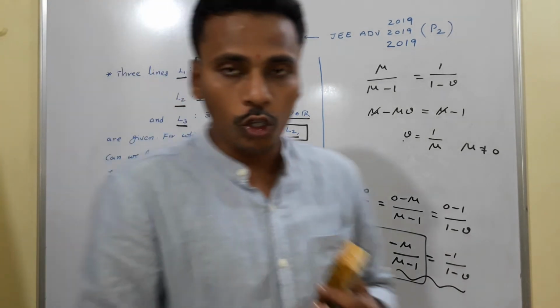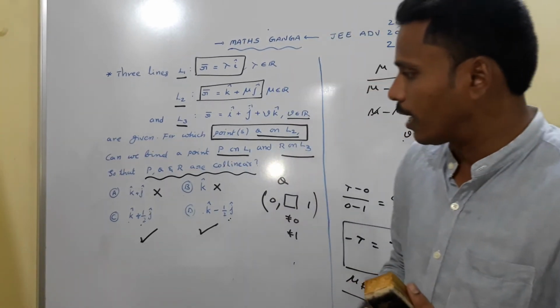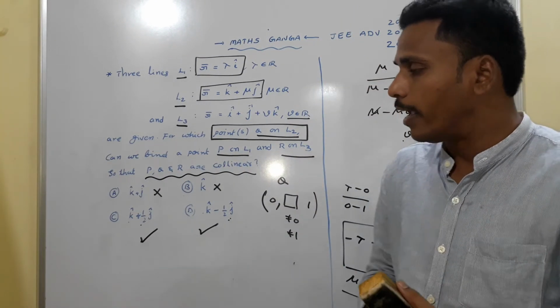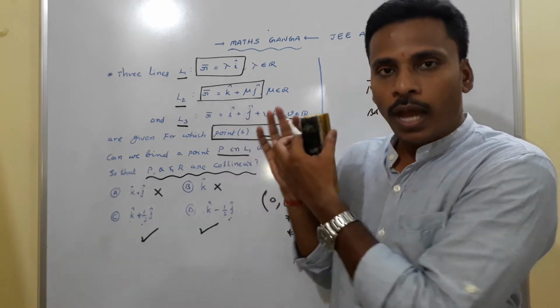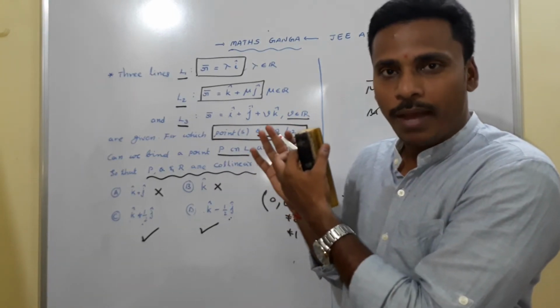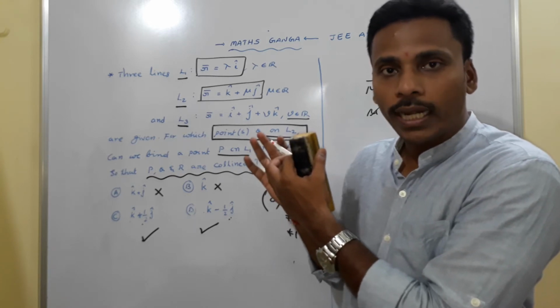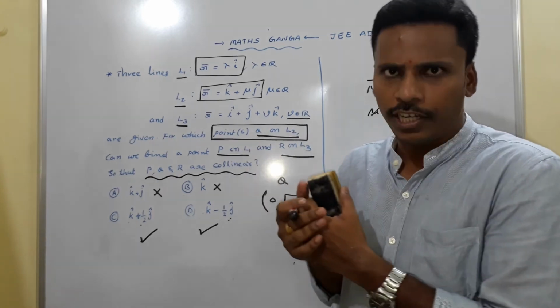Finally, for this question the possible options are C and D, whereas A and B are not possible. This is a simple question from JEE Advanced 2019 paper 2, which is from vector algebra, or something like 3D. Right? Thank you.